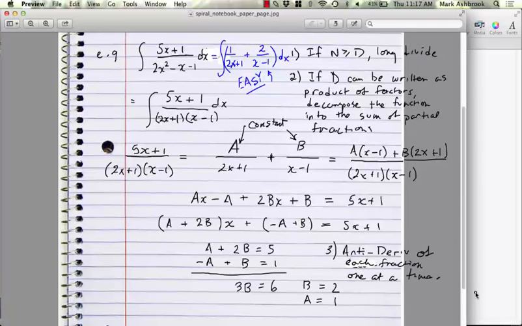I can't partially erase it like that, so if I erase this example, the steps go away too. Okay. Next one. Integral. Let's write this one over.